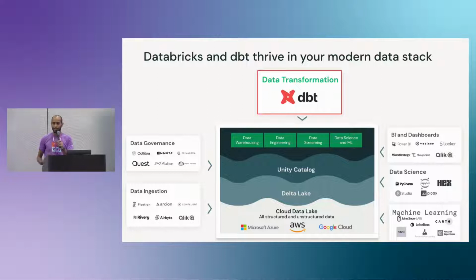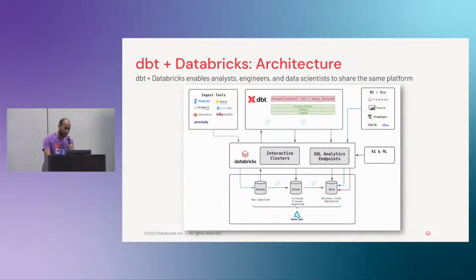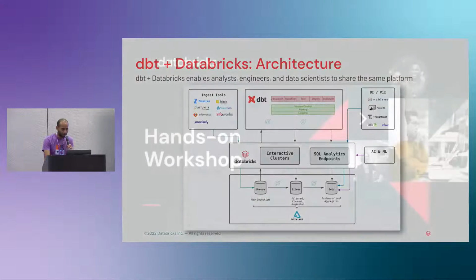So very natural partnership that we have, and very much you're able to build your modern data stack with, let's say, ingest tools like Fivetran, Stitch, DBT for transformation, Tableau, Looker for visualizations, and then Databricks as your back-end compute. And here's an example architecture of pretty much exactly what I stated. So if you're a visual learner, ingest, get that into the lake, DBT for transformations, and then BI and visuals on top of that.